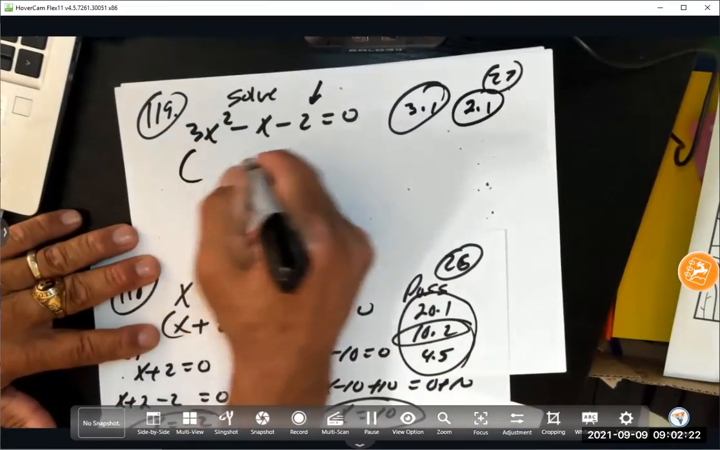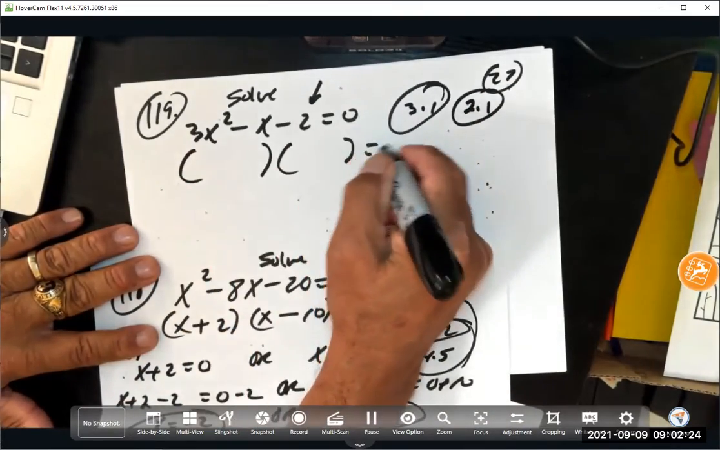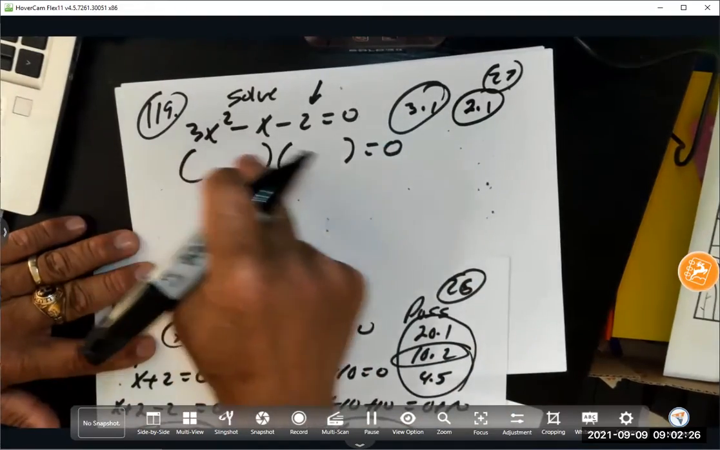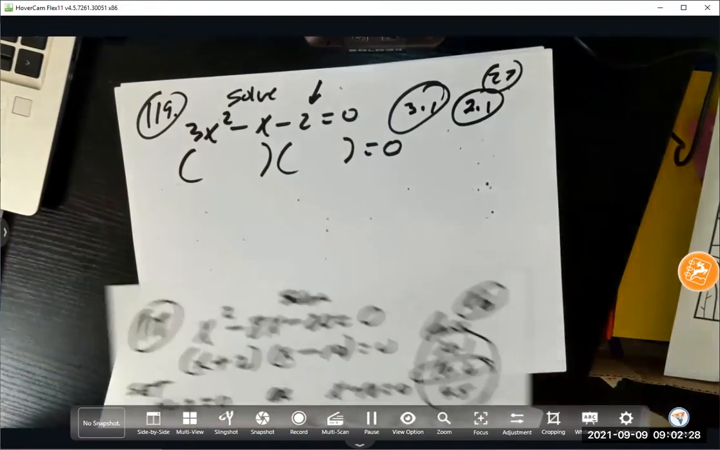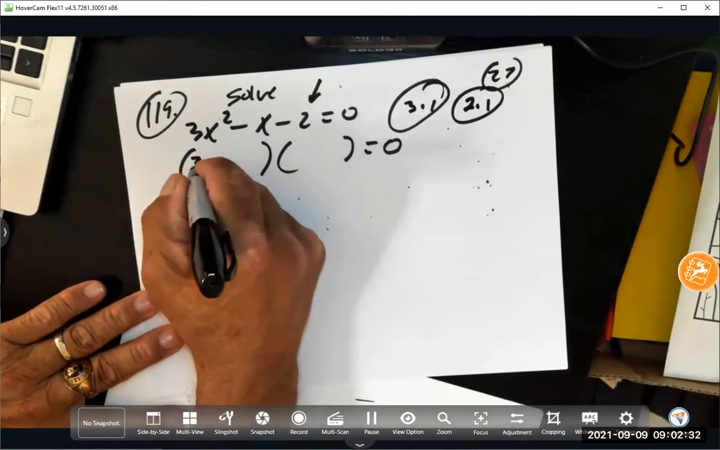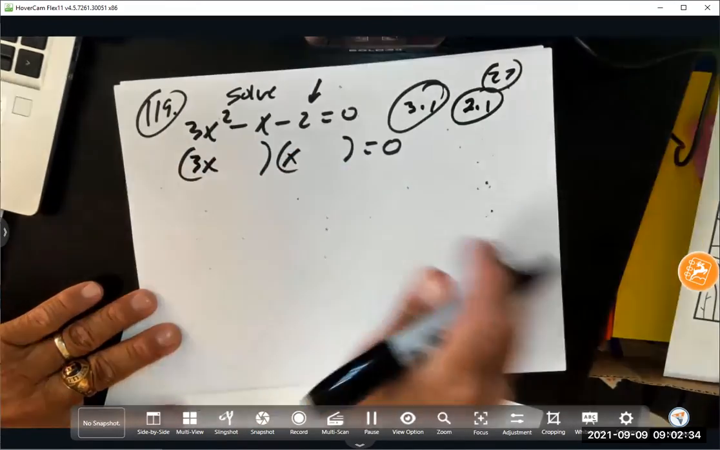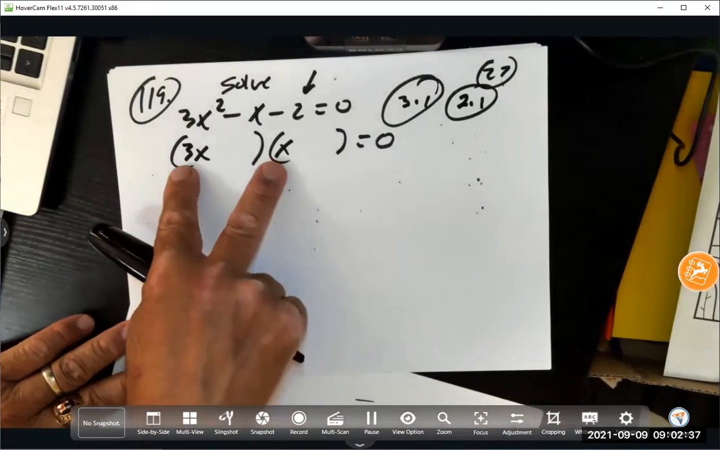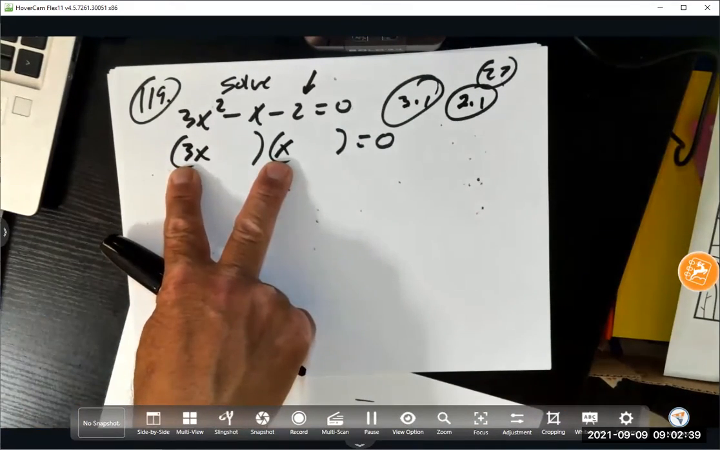So what that means is when you set this problem up, the first times the first has to give you the first one. So I'm just gonna tell you what goes there. And don't worry about this for right now. I'm gonna tell you that it's 3x times x. You think that would be 3x squared? Yes or no?